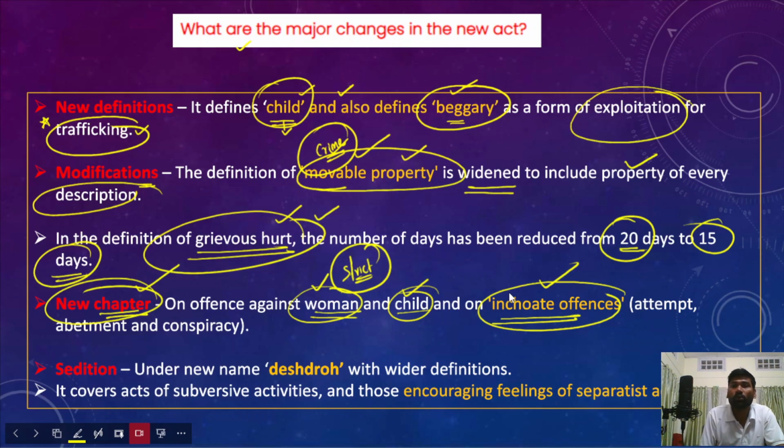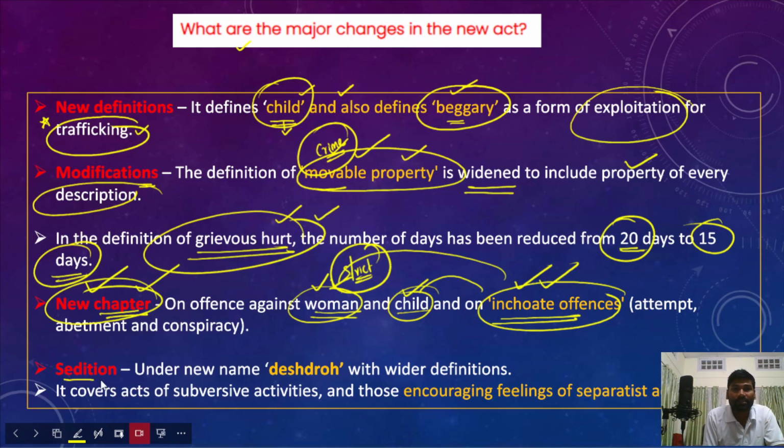Now what are these inchoate offenses? Inchoate offenses are those offenses which are not fully committed, rather there was an attempt made to commit such offenses against a child or woman. So they are considered inchoate offenses. With respect to inchoate offenses also, the Bharatiya Nyaya Sanhita has introduced a new chapter.